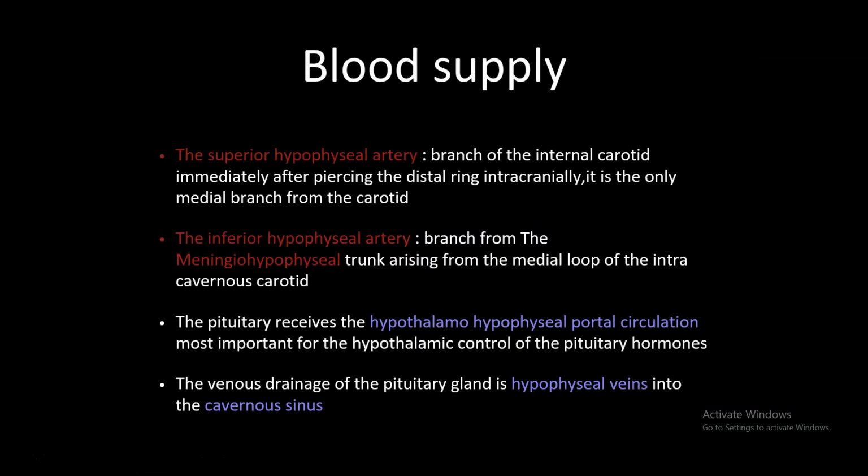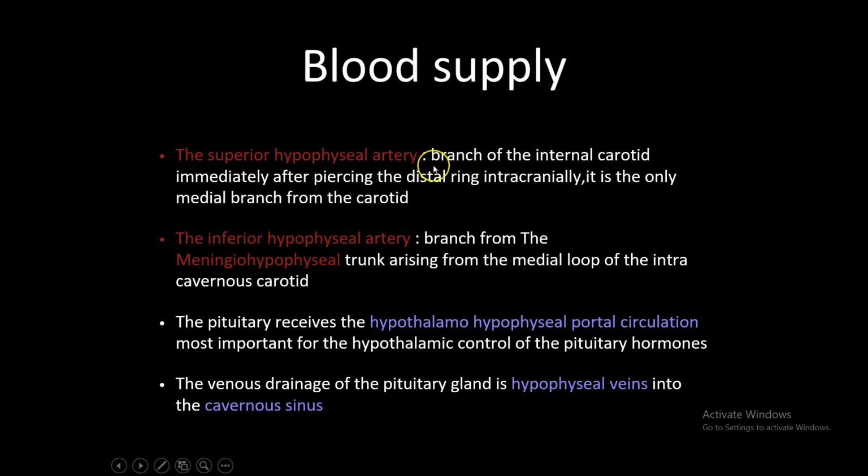Blood supply. The blood supply of the pituitary gland is very easy, from superior hypophyseal artery and inferior hypophyseal artery. Superior hypophyseal artery, it arises directly from the carotid. Actually, it is the only medial branch from the carotid.